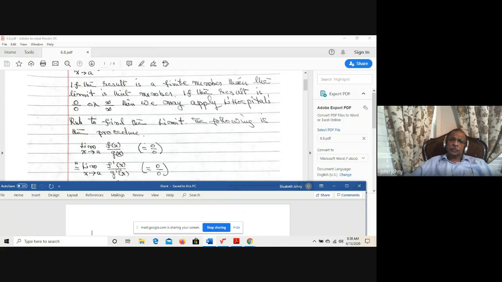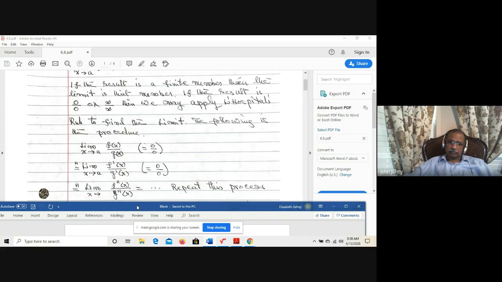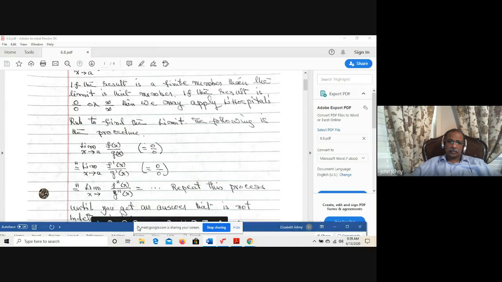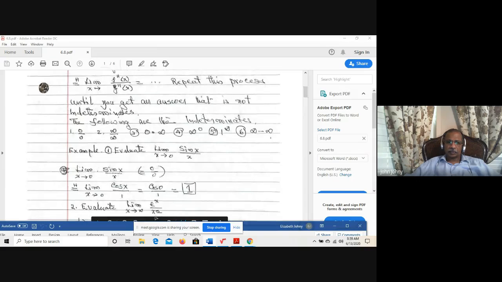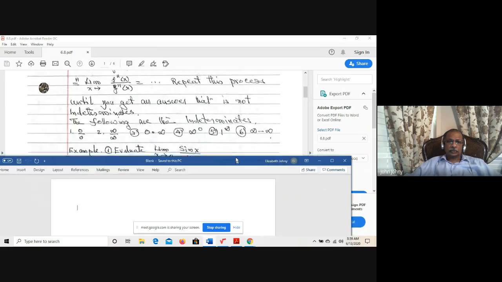That means you differentiate f(x) and g(x) separately. Don't use the quotient rule. Differentiate f(x), differentiate g(x), and then substitute x equal to a. If again it is 0 over 0 or infinity over infinity, then you differentiate again the numerator and denominator. You repeat this procedure until you get an answer that is not indeterminate. So this is the procedure.